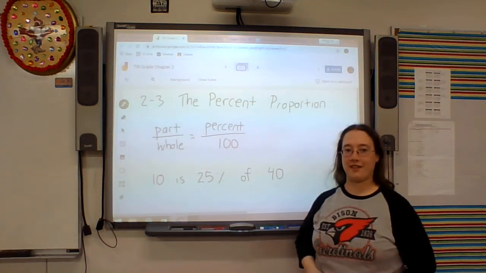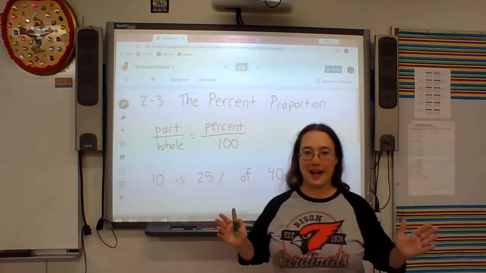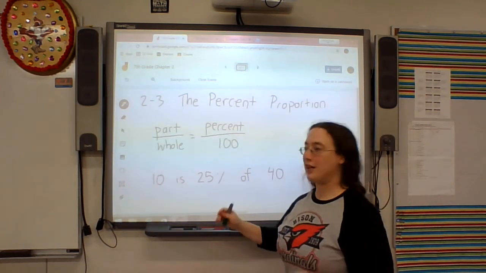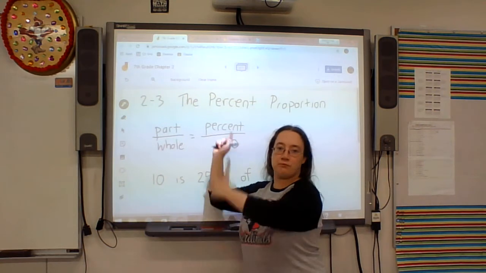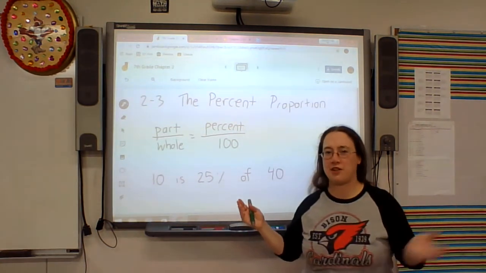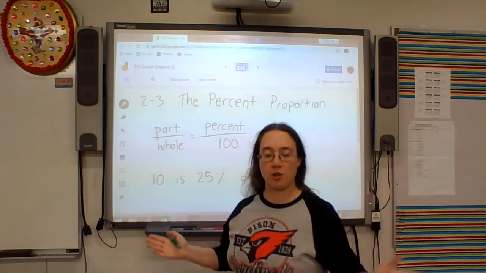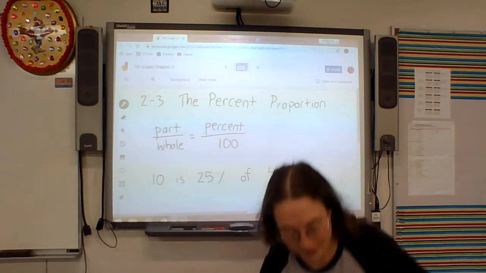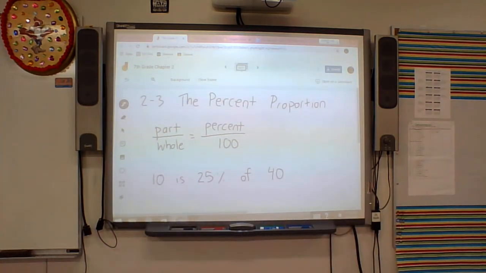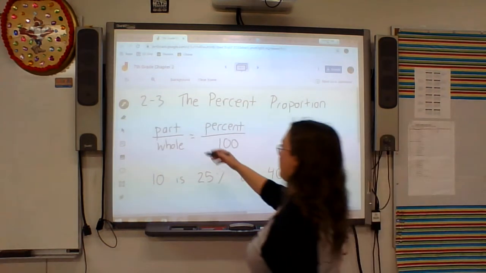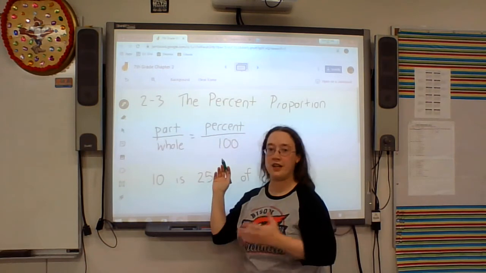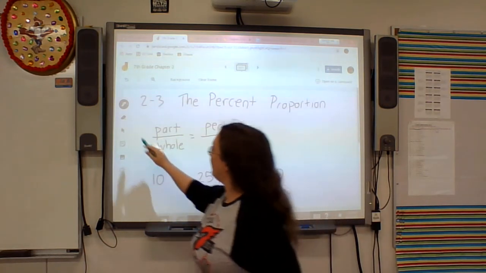Alright, hello 7th grade. So today we're looking at the percent proportion, which unsurprisingly is a proportion with some percents in it. It's nice when things are exactly what they sound like. And the percent proportion is a way to find a missing part of this if we have the other part. So if we're missing one of these things, we can use the percent proportion to find it.